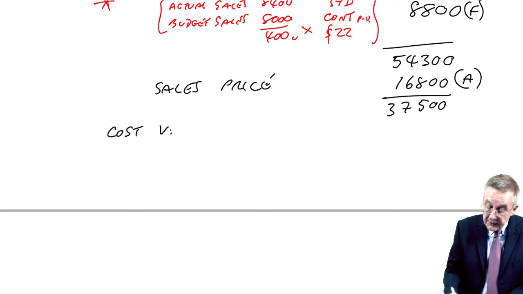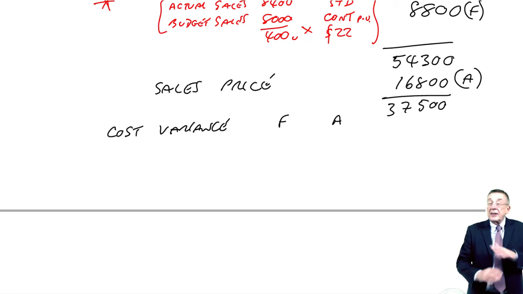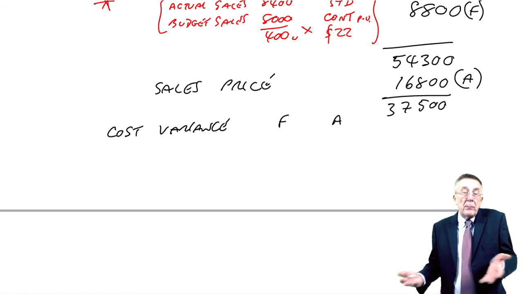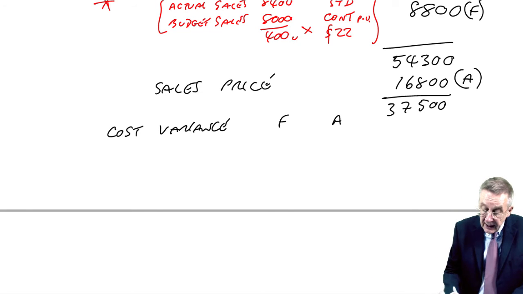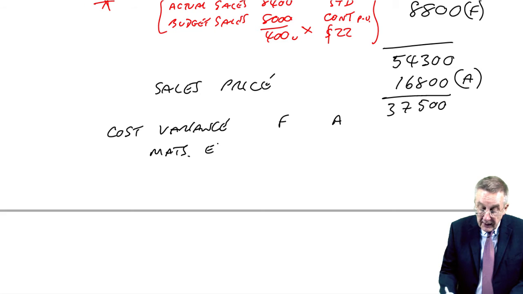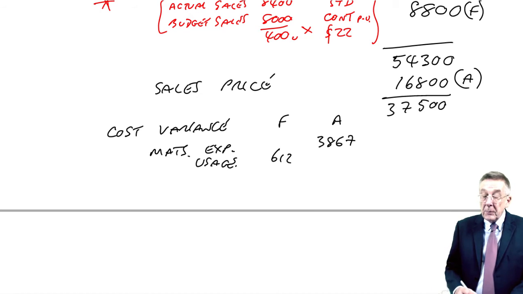Then we do our cost variances. And they're all exactly the same as before for the same reasons, with one exception, which I'll come to. But materials, if you spend more on materials, obviously it's less profit. Doesn't matter whether marginal or absorption. So let me list them. Again, I'm not going to repeat the workings, we've been through them. Materials expenditure variance was 3,867 adverse. The usage variance 612 favourable.